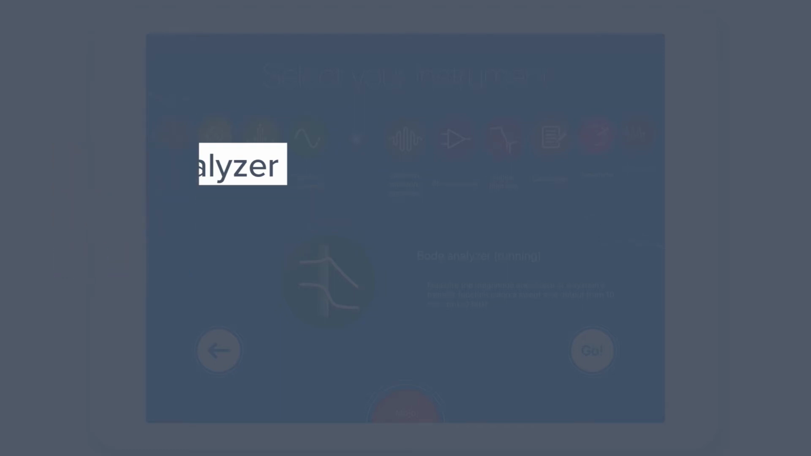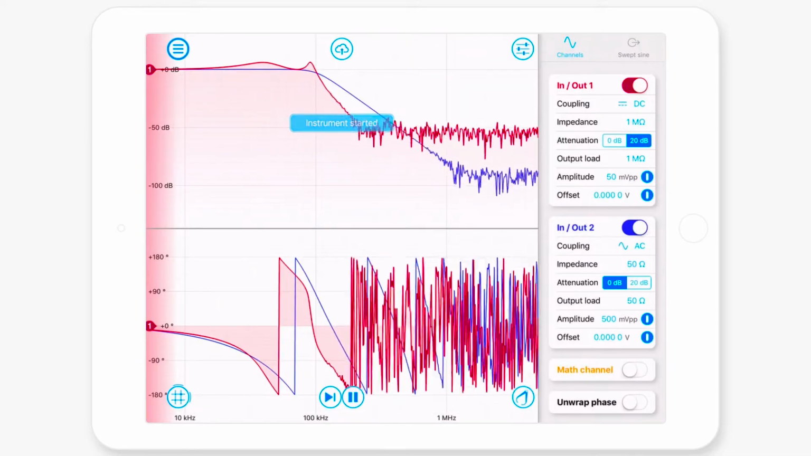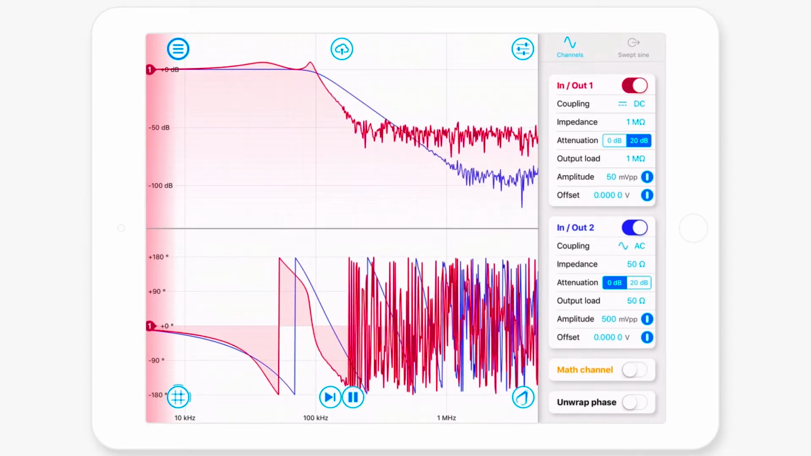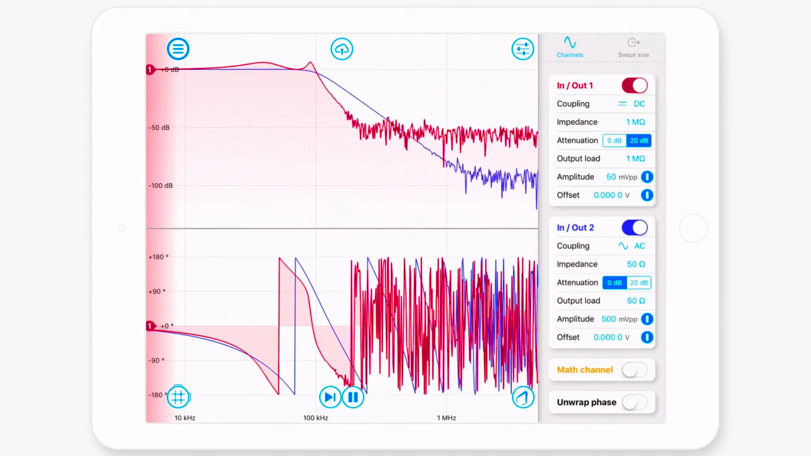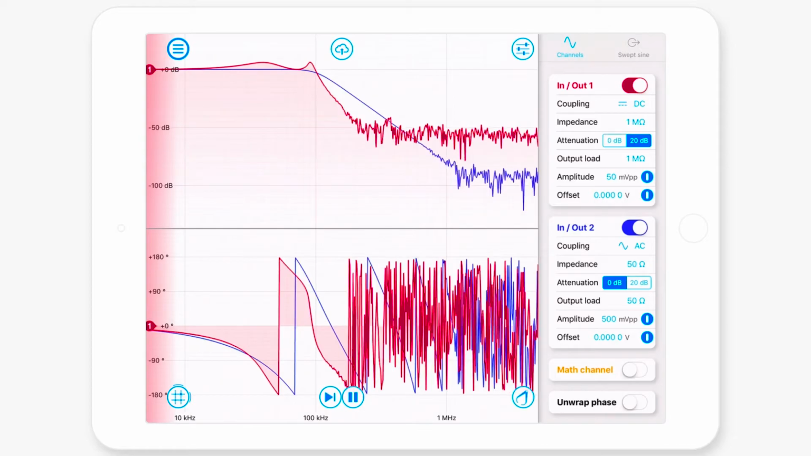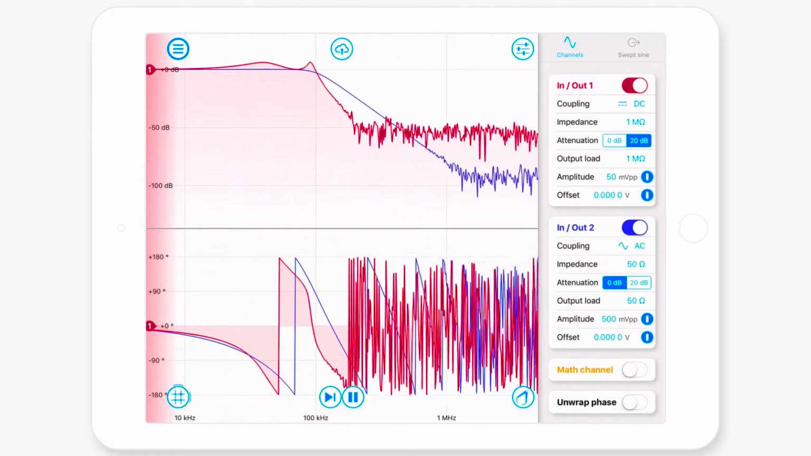Moku Lab's Bode Analyzer is a simple and powerful instrument that can be used to characterize a system's frequency response from 10 MHz up to 120 MHz. Bode analyzers are commonly used to measure the transfer function of electrical systems, including filters, feedback loops, and resonators, by injecting a swept sine signal into a system and then comparing the output voltage with the input voltage.